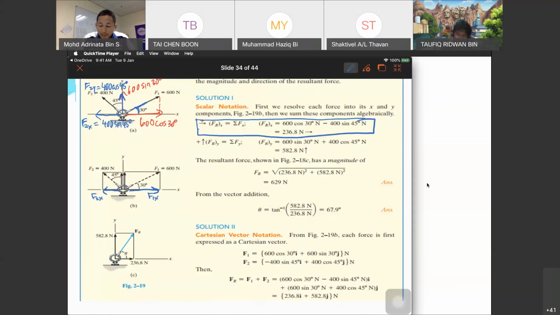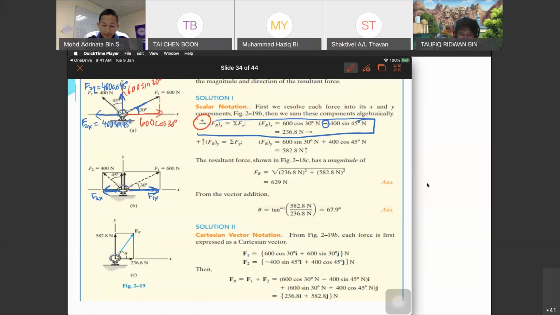Okay, so 600 cos 30 degree minus 400. Why is this negative? Because we have different directions, and we assume that the right direction is positive. Okay, same with the Y.